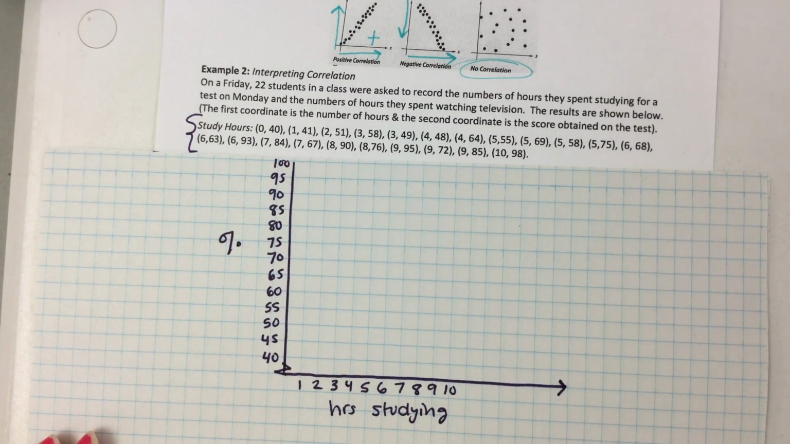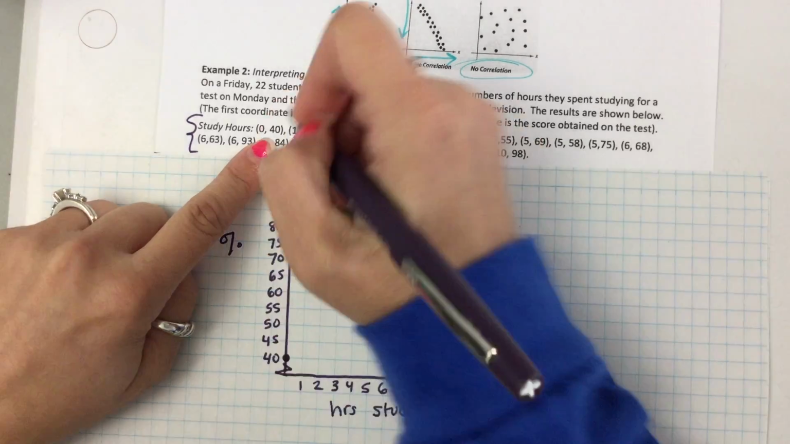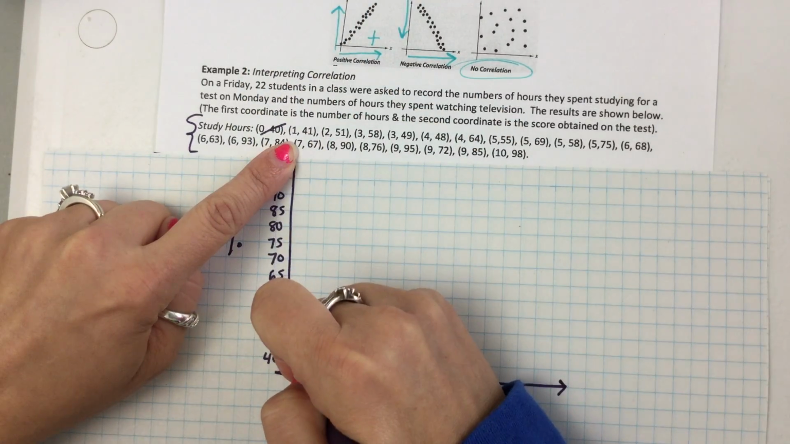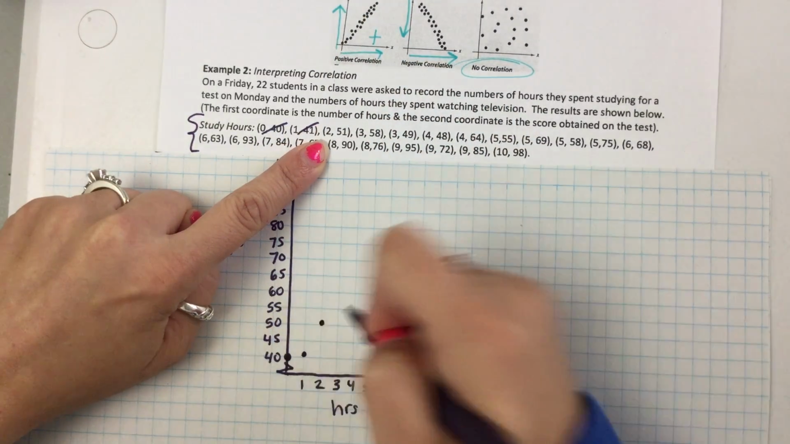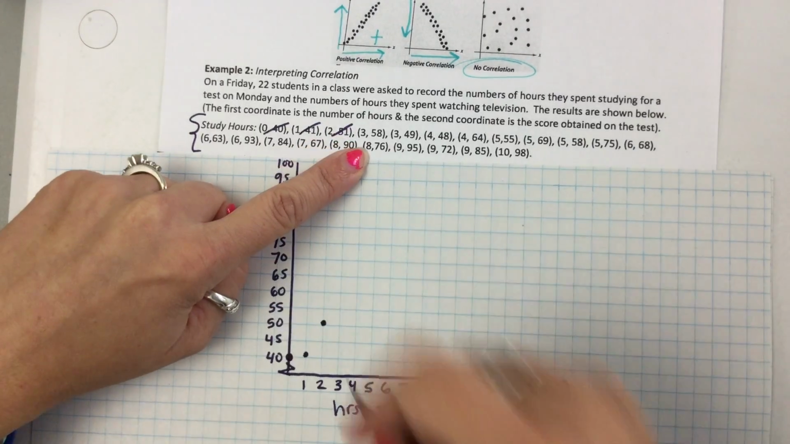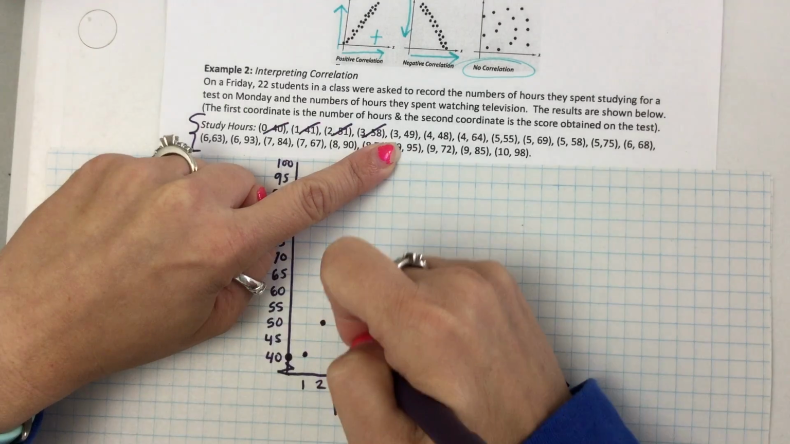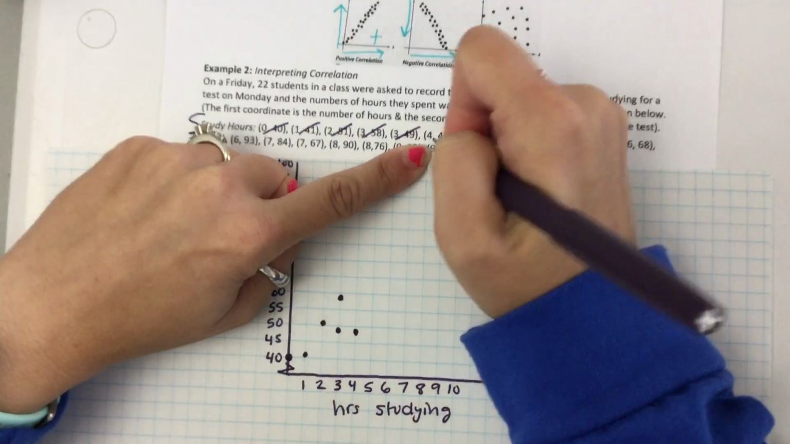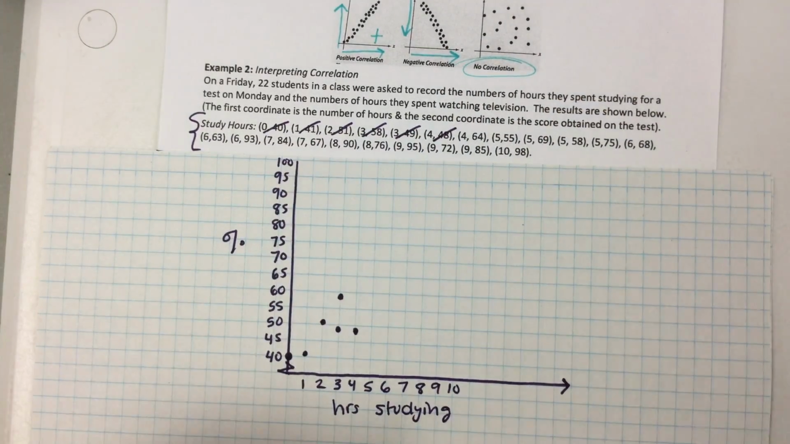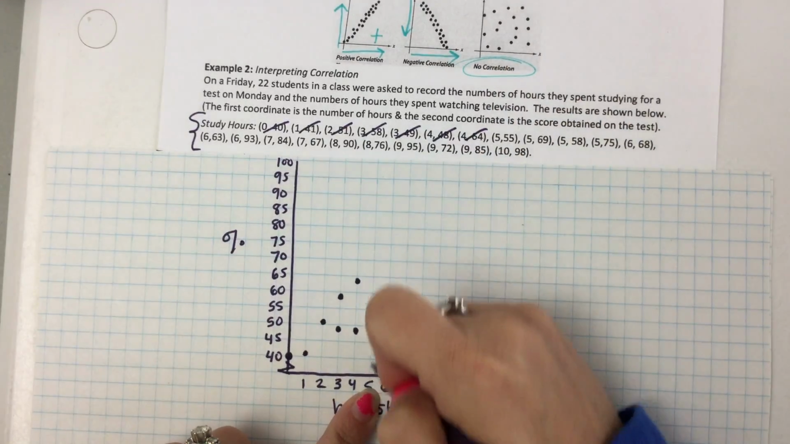So if I'm making a scatter plot of this, you do the same thing. You go one ordered pair at a time and make a point. 0 hours studying resulted in a 40% on the test. 1 hour studying was not much better, it was 41. 2 hours, 51, so it was a jump, but that's still kind of stressful. 3 hours, a 58. 3 hours, a 49. 4 hours, a 48. Okay, this test must have been really hard. I wonder what they were studying. 4 hours, a 64. 5 hours and a 55.